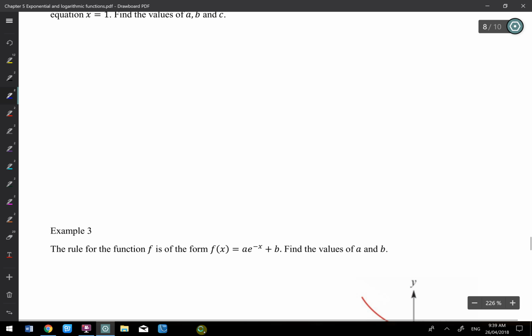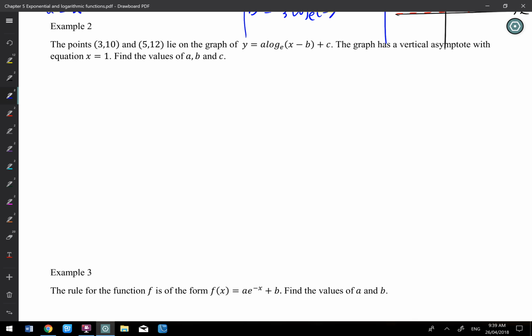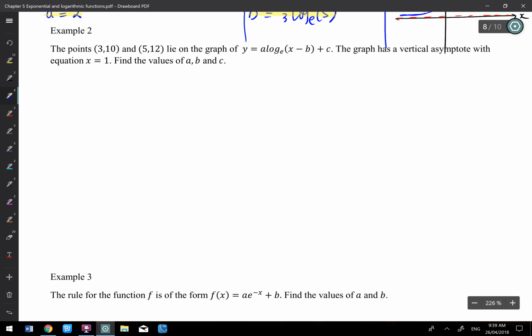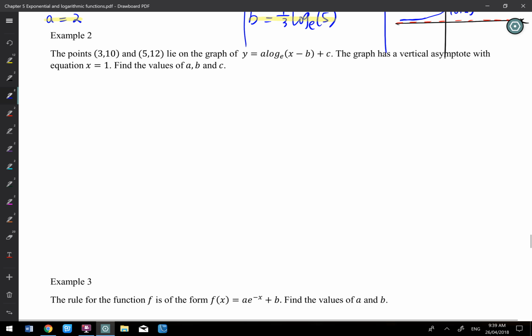Okay, let's have a look at example 2. For example 2, the points (3, 10) and (5, 12) lie on the graph y equals a log e, x minus b, plus c. The graph has a vertical asymptote with equation x equals 1. Find the value of a, b, c.